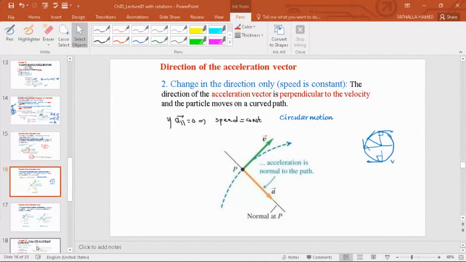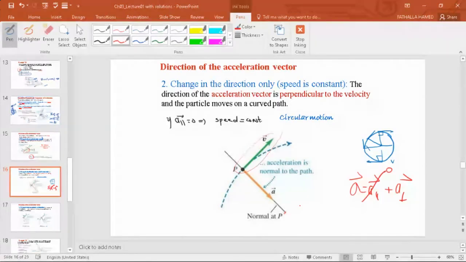Now, you can also do a change in the direction only. That means your speed is kept constant. And remember what I told you about your acceleration: it should be parallel plus perpendicular. But if the parallel part is equal to 0, it's cancelled. So your whole acceleration is just perpendicular, which in this case will be pointing toward the center of the focus of your curvature to make you go around what? Around a circular path. And this is the case when you have a constant speed.